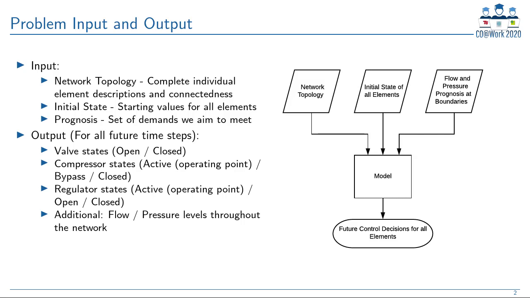These decisions are as follows. So for valves, we have the states open and closed. For compressor states, we have active, bypass, and closed. In the case of active, we also need the exact operating point of the compressor station. We'll go into detail what this is exactly later. For regulators, we also have the modes active, open, and closed. We would also like to know the pressure and flow values throughout the network. These aren't decisions, but rather show the consequences of the decisions we make, and they're used to show how our decisions affect the gas network.